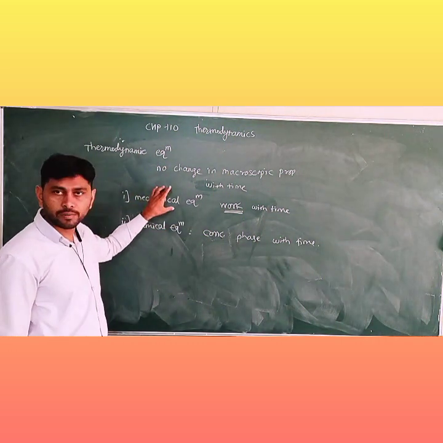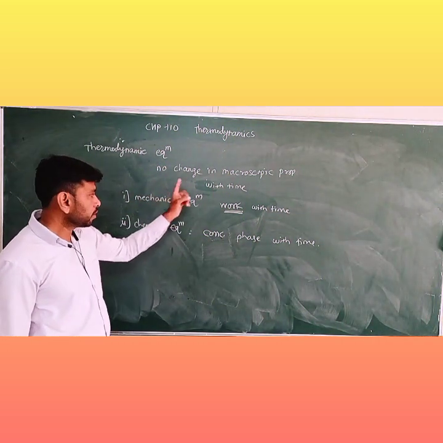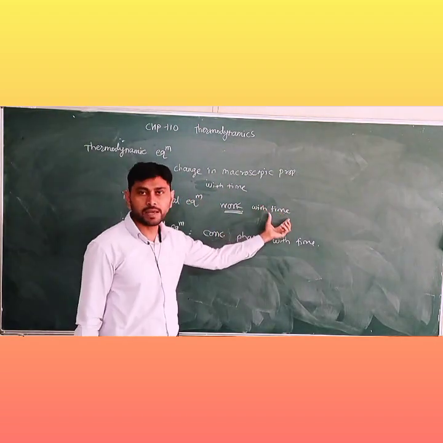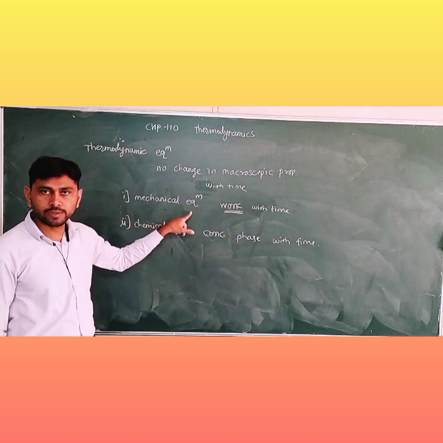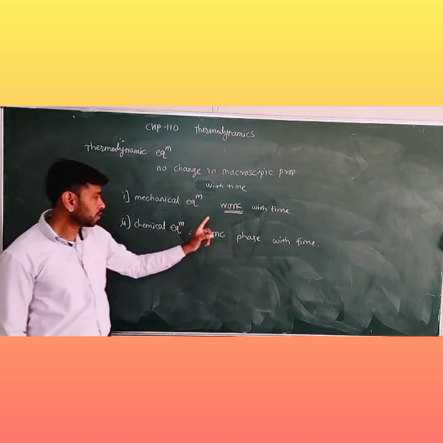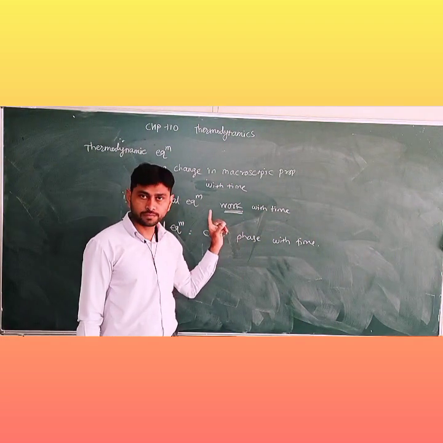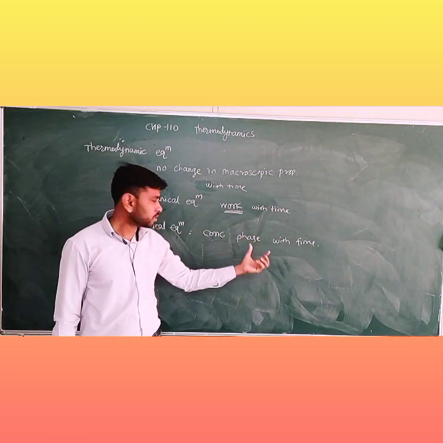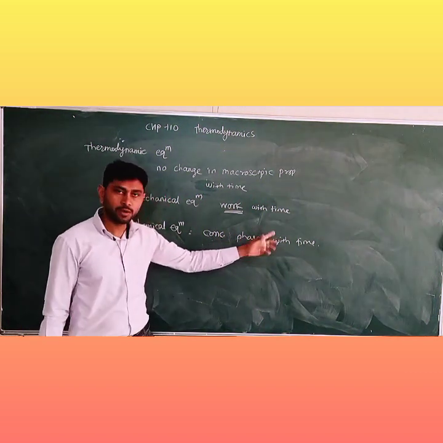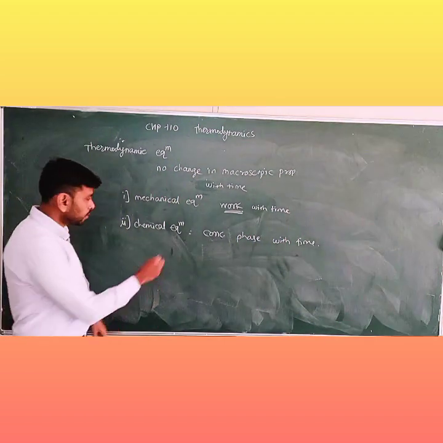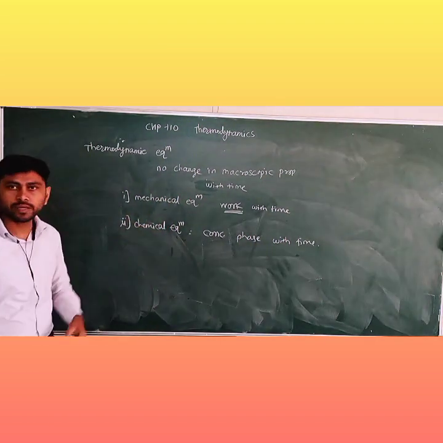So mechanical equilibrium is when there is no change in work with time. The system is said to be in chemical equilibrium if there is no change in concentration of the components of the system or reactions of any phase with time. So these are types of equilibrium.